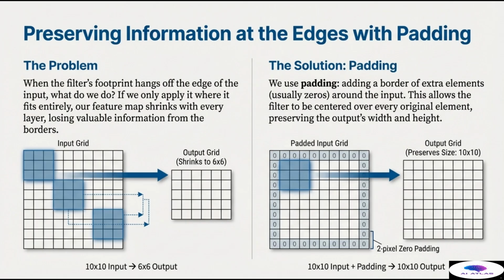The solution to this problem is padding. Padding involves adding a border of extra elements, typically zeros, around the perimeter of the input tensor, as shown on the right. By adding this zero padding, we allow the filter to be centered over every original element, including those right on the edge. This small adjustment is powerful. It preserves the output's width and height, ensuring that a 10x10 input combined with padding results in a 10x10 output feature map. This guarantees that information at the edges is processed just as thoroughly as information in the center, preventing significant data loss as the image passes through multiple convolutional layers.